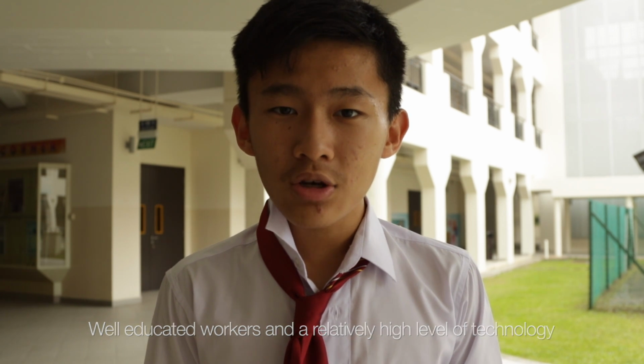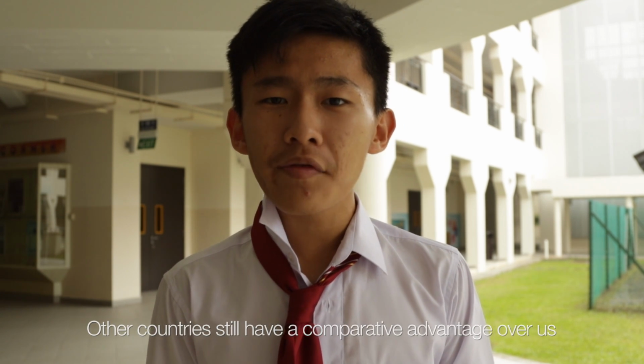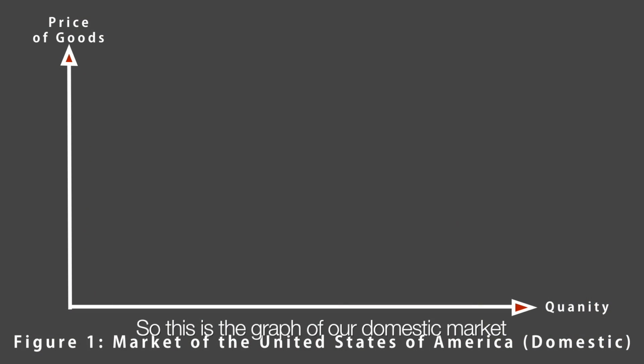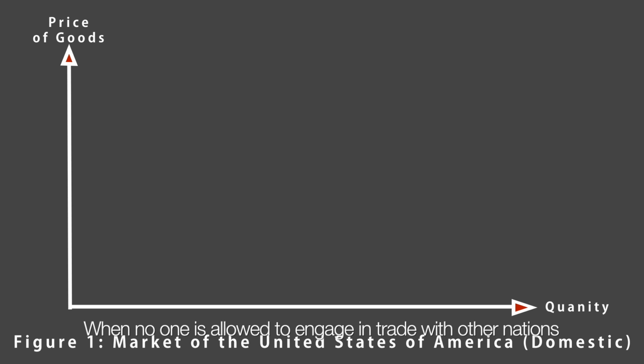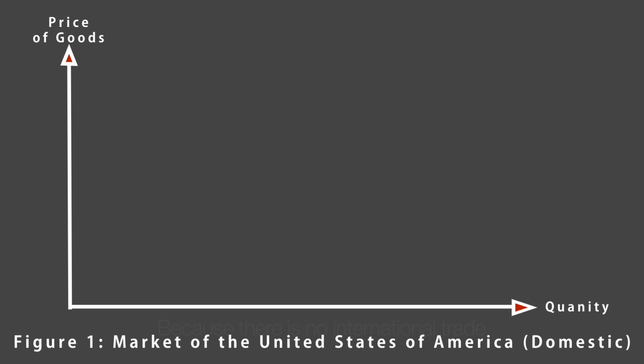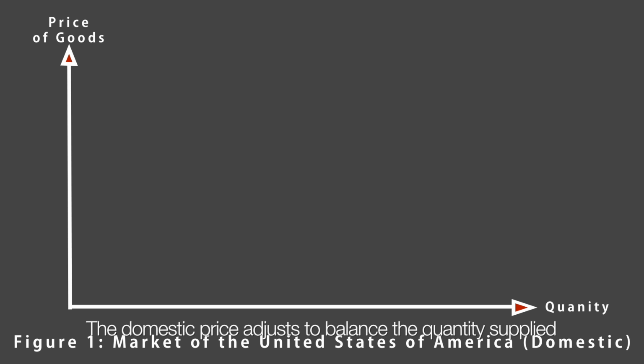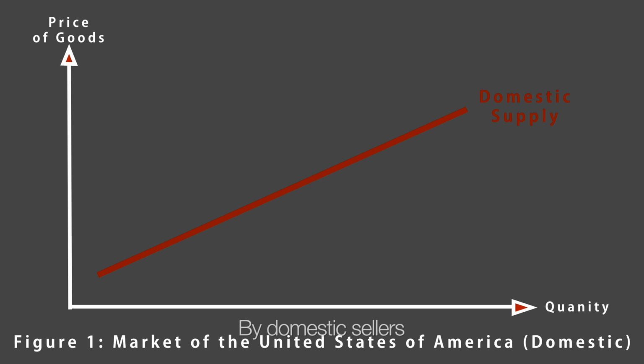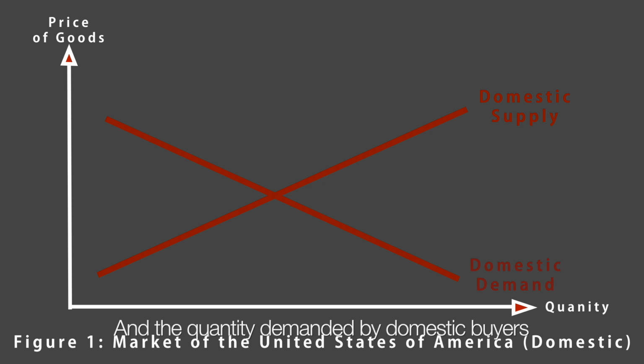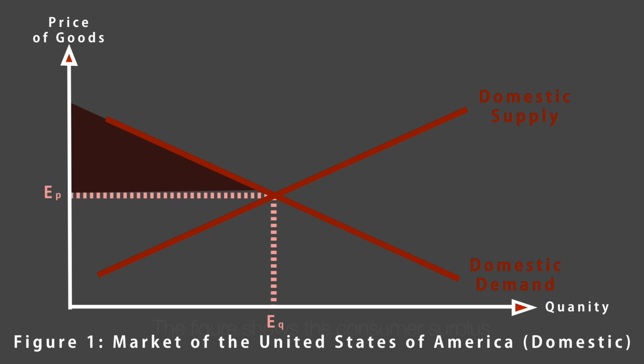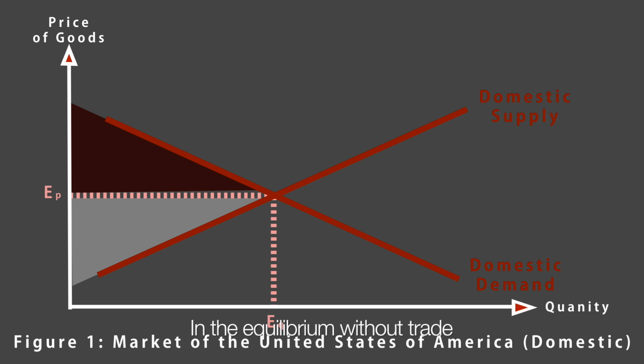You see, sir, even though we have well-educated workers and a relatively high level of technology, other countries still have a comparative advantage over us. So let me explain this in terms of an awesome graph. So this is the graph of our domestic market when we are isolated from the rest of the world, when no one is allowed to engage in trade with other nations. Because there is no international trade, the market for domestic goods in America consists solely of American buyers and sellers. As figure 1 shows, the domestic price adjusts to balance the quantity supplied by domestic sellers and the quantity demanded by domestic buyers. The figure shows the consumer surplus and producer surplus in the equilibrium without trade.